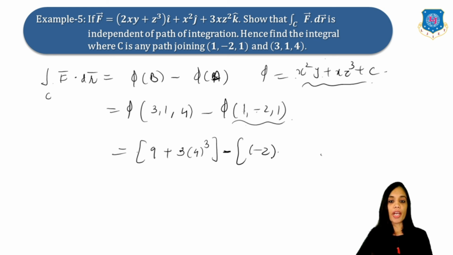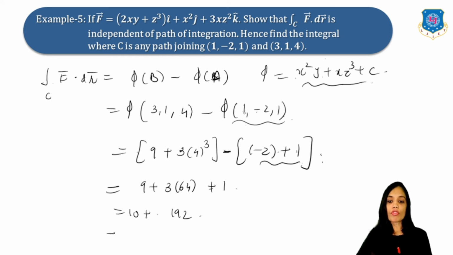So the answer will be minus 2. Now plus, x is 1, z is 1, so again 1. So now let us simplify this. This will be 9 plus 3 into 64, and this will be minus minus 1, so plus 1. So 10 plus we will get 192. So the final answer is what? 202. Okay, so this is the answer of the line integral.